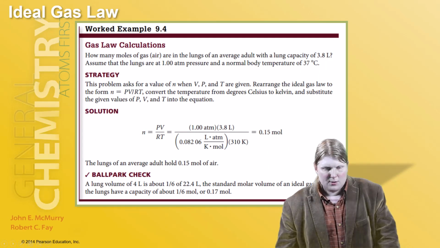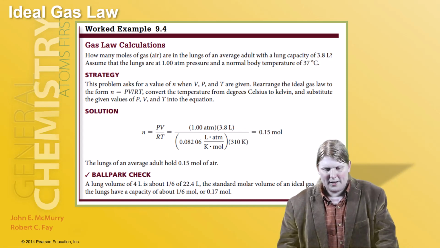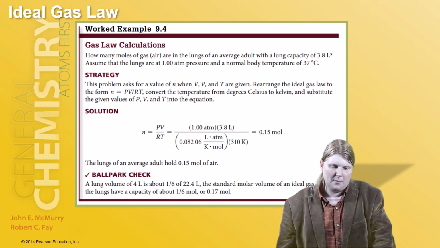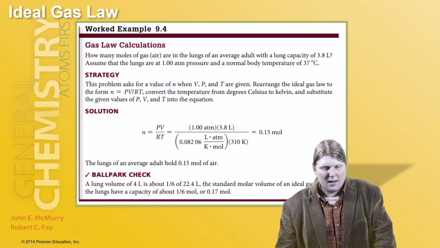So we'll do some gas law calculations, right? There are kind of 2 forms of these problems. One where we will rearrange the ideal gas law algebraically to obtain some value that we're missing. So if we rearrange the ideal gas law to solve for n, we'll move the R and the T over to the other side and solve for n. Because they ask here how many moles of gas are in the lungs of an average person with this lung capacity.